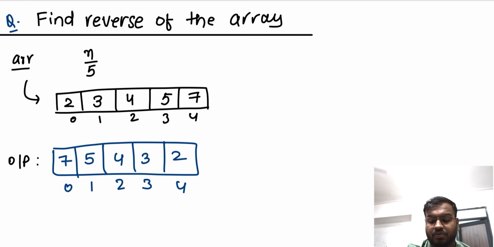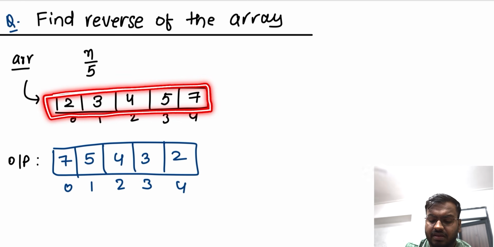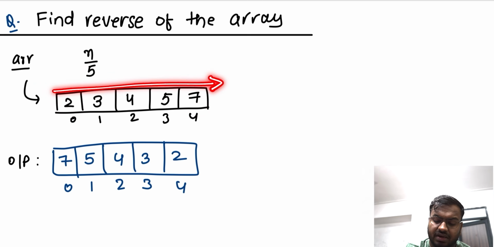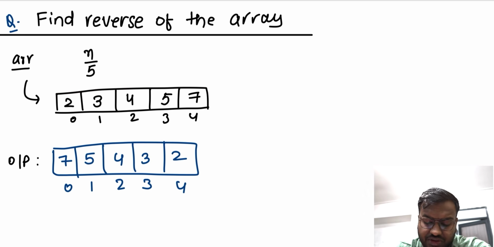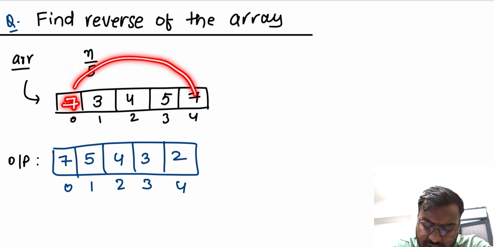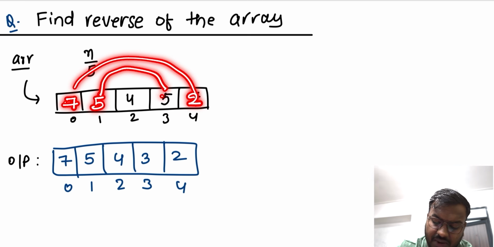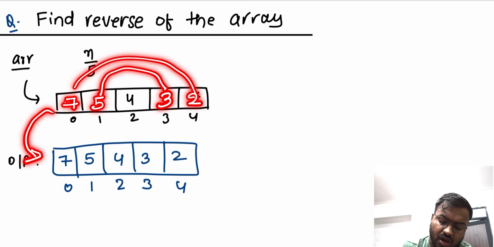So how will I approach this problem? Very simple. I will take a pointer. What I will do, I will swap the first element and the last element of the array. I will traverse the array, and see what you can do in this case. If you swap the first and last elements, then what will happen? This will become 7 and this will become 2. And then if you swap these two elements, this will become 5 and this will become 3. Now see, this is your output array.